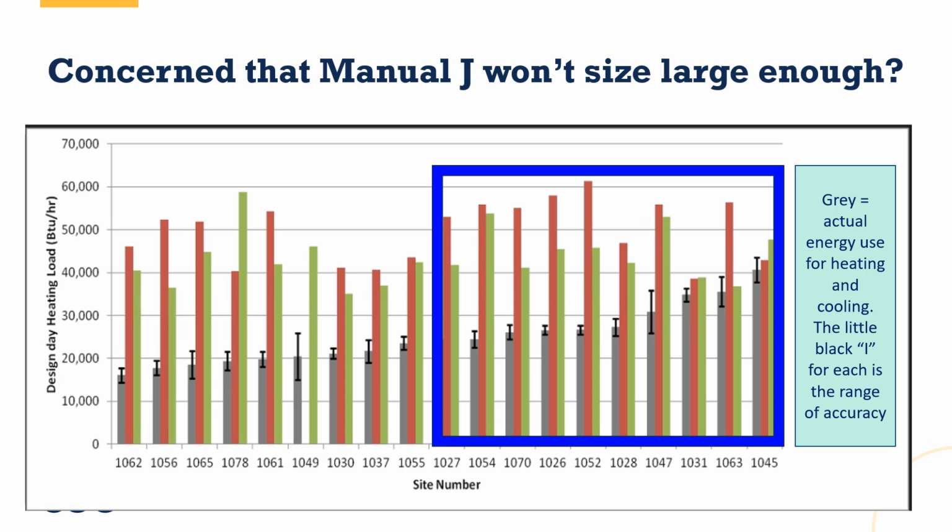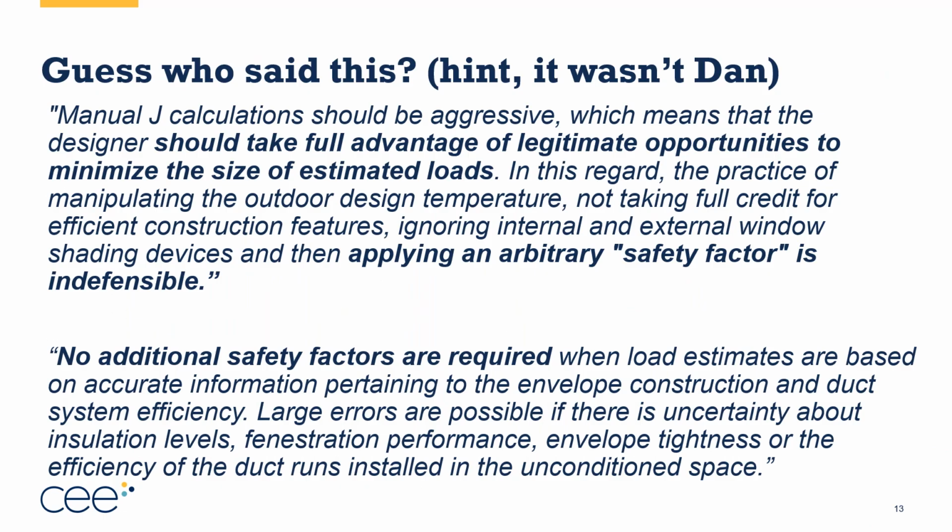And two, there is no need to do any extra thumb on the scale when doing Manual J, because the monitored and measured loads of these homes, even in very cold climates, is still quite a bit lower than the modeled numbers. So adding any extra oomph to your heat load calculations is completely unnecessary. And it's not just CEE saying this. It's not just our results from that one.